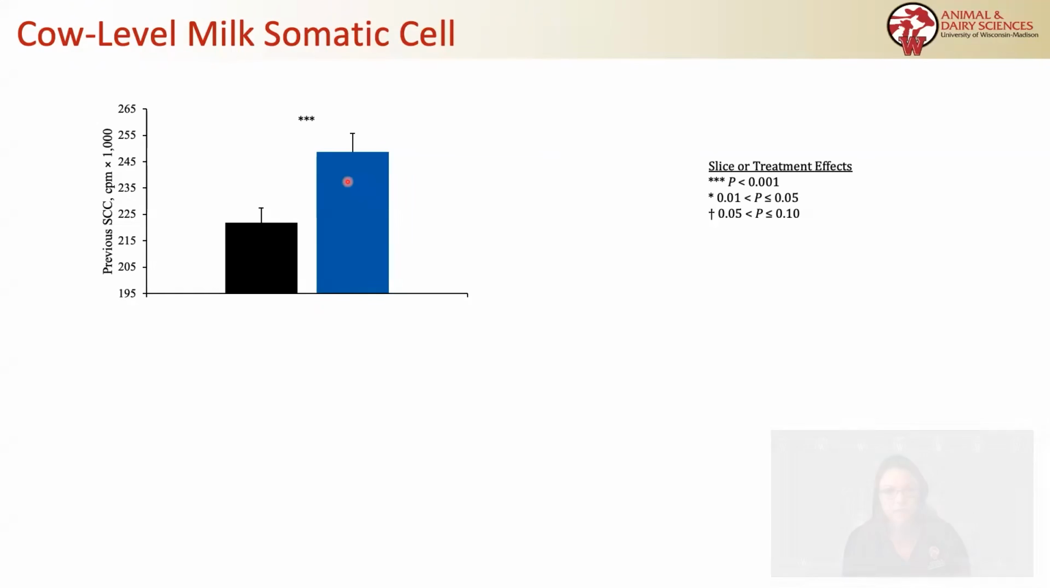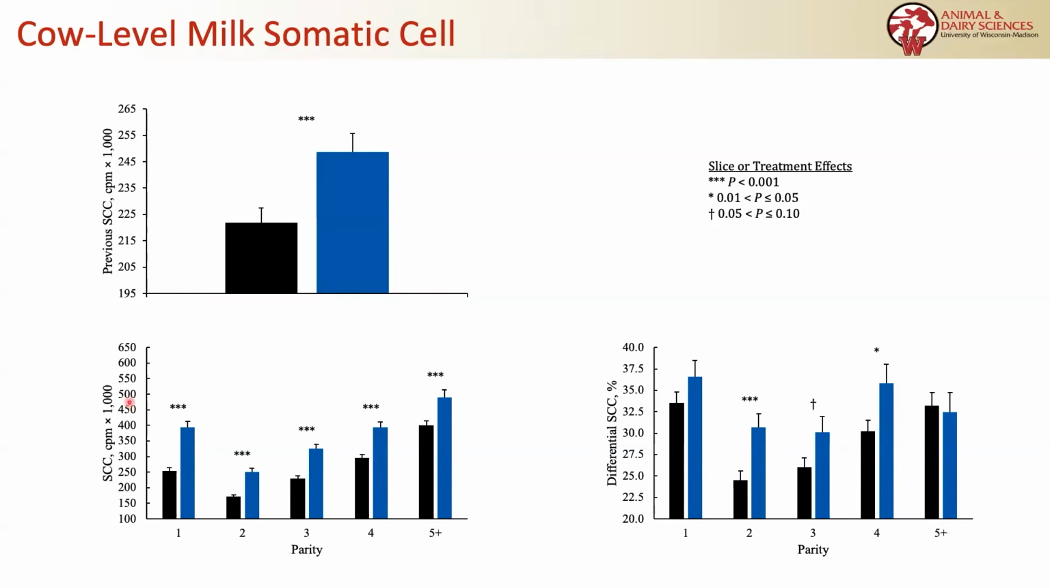So because it happened prior to the event, that would be a potential risk factor or a warning sign. When we looked at the current lactation, so at the bottom here, this would be the current lactation that the subclinical ketosis event happened in. And we also see an increase in somatic cell count across parities. So there was an interaction here, but each of the parities had an increased somatic cell count compared to cows not predicted to have hyperketonemia.